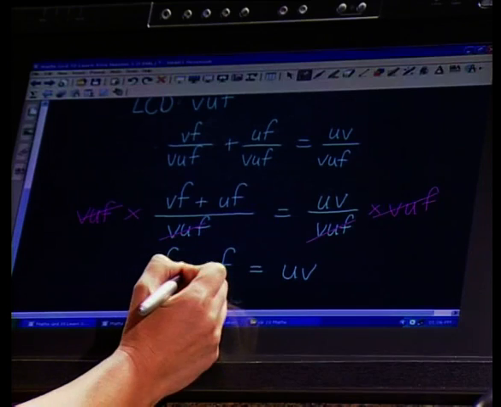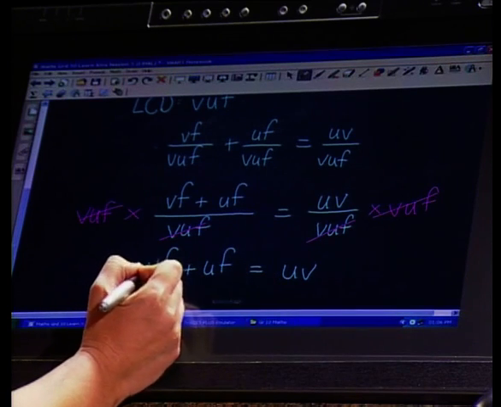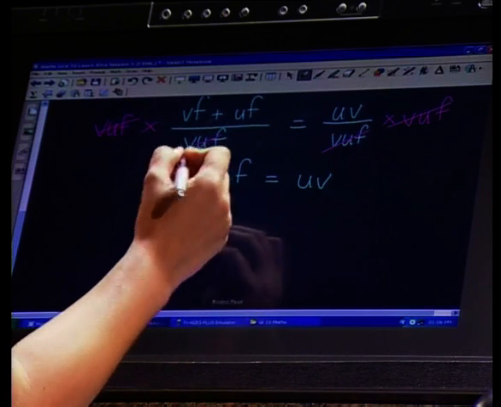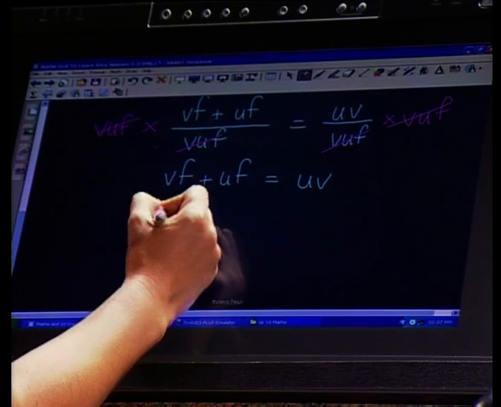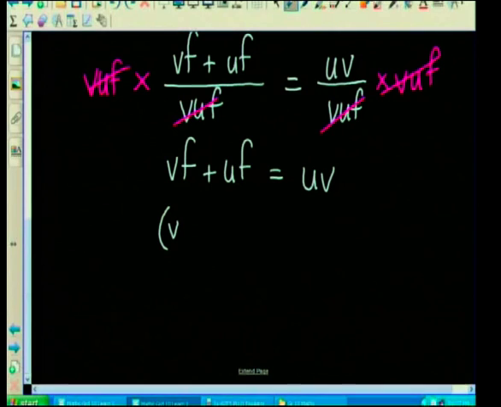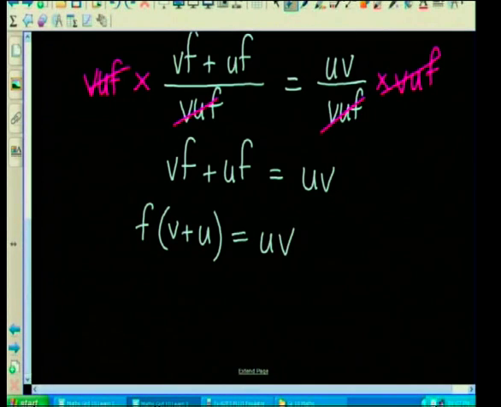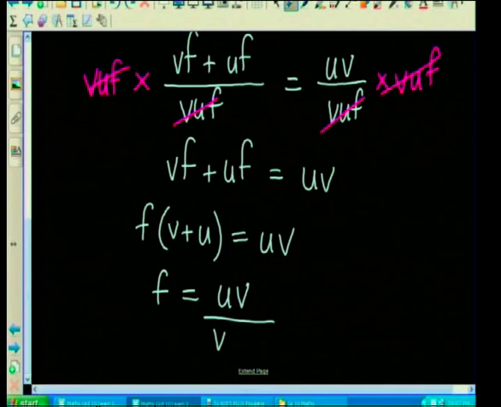So we've got vf plus uf, which cannot be added because of the v and the u. However, you are lucky enough to know how to take out a common factor. So if we take out a common factor of f, we're left with v plus u, and the f has been removed. That's equal to uv. Now that the f is separate and the brackets are multiplying the f, we can move it to the other side by dividing both sides by the brackets. That means that f is equal to uv divided by v plus u.